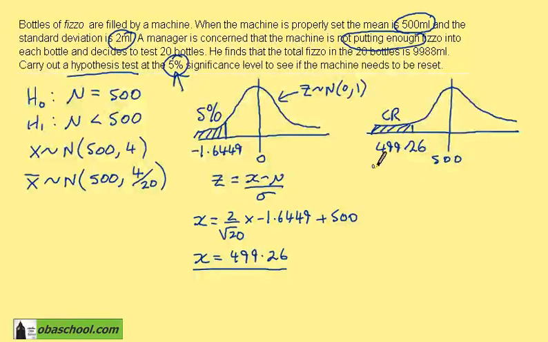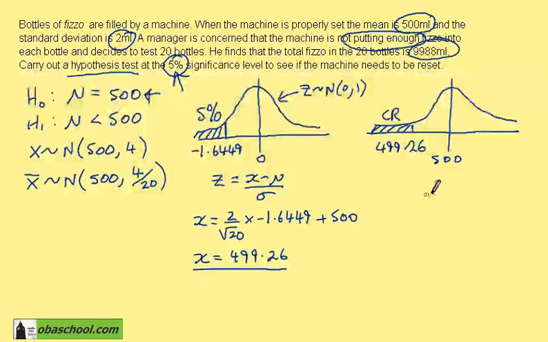Anything less than 499.26 is in the critical region and is significant at this level of testing. Anything above this is not significant, and therefore we would accept H0.